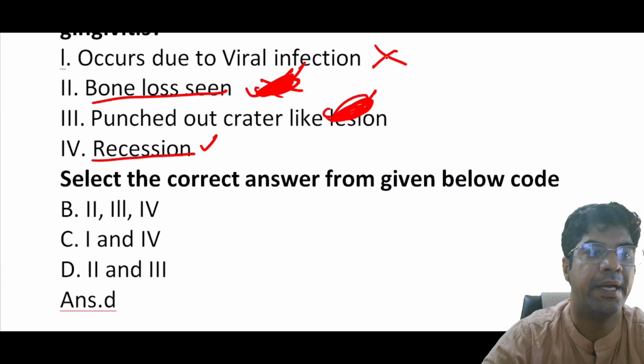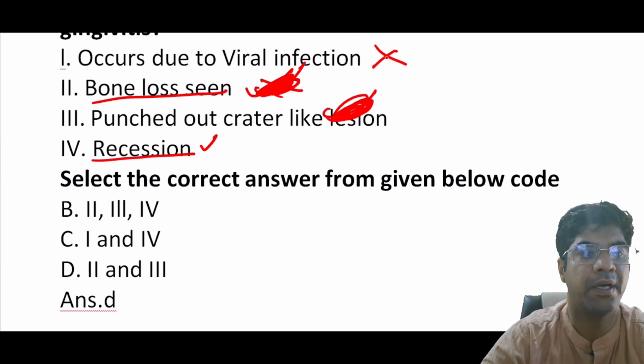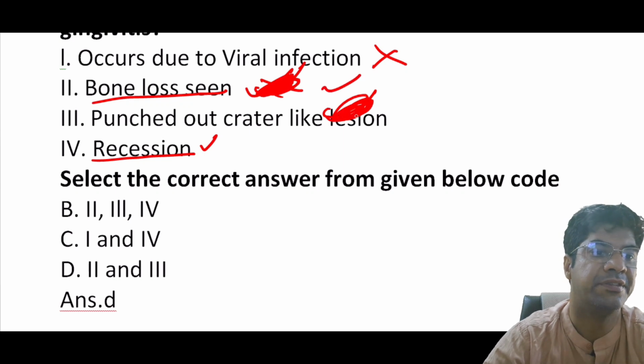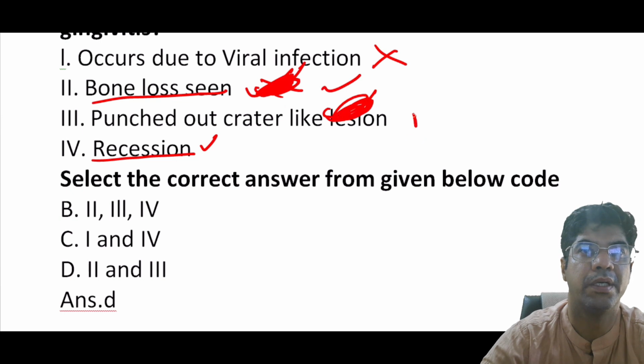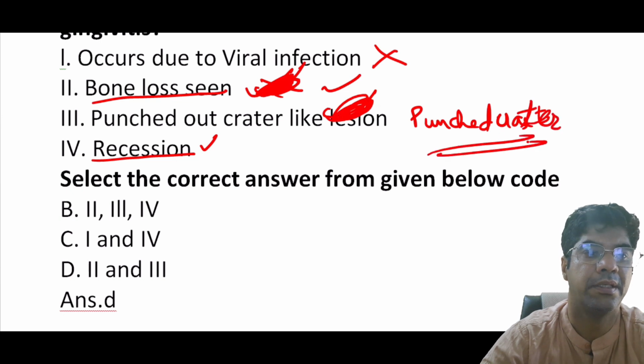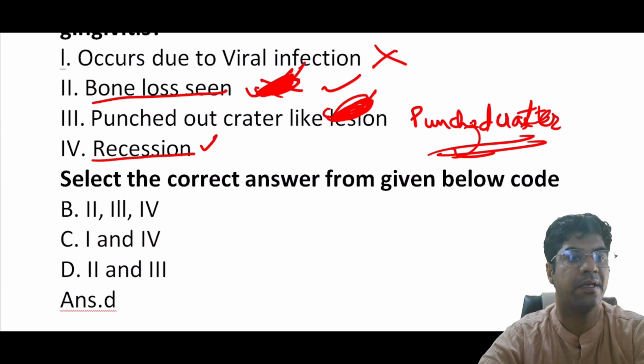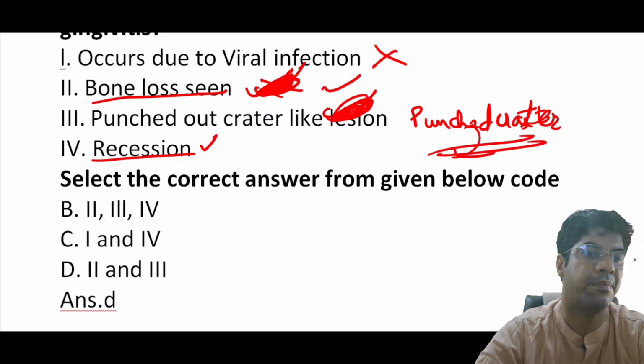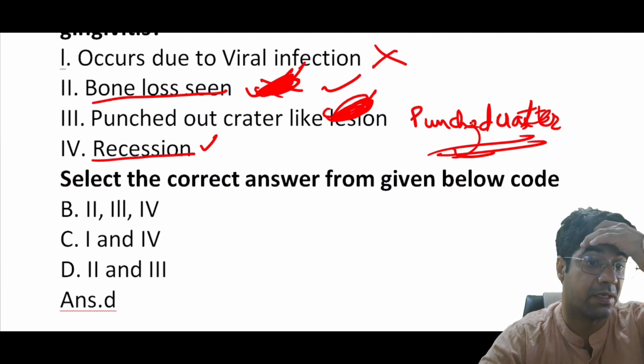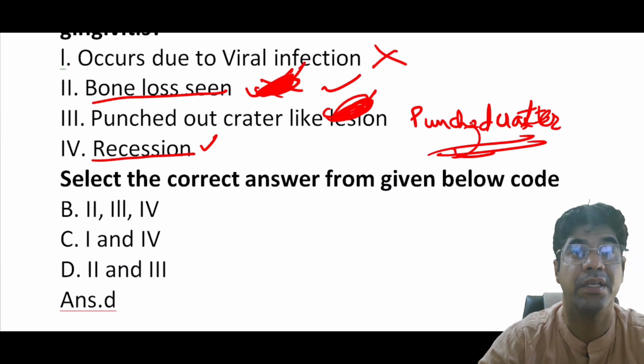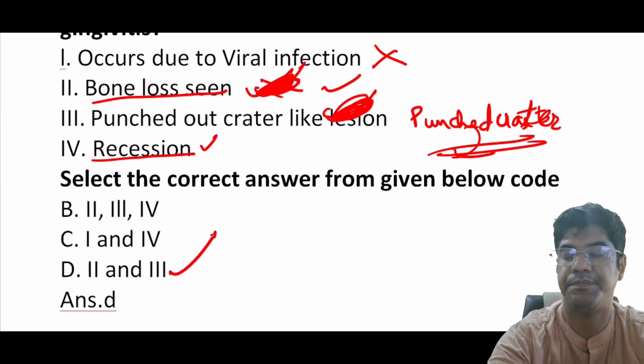NUG can lead to rapid and severe periodontal destruction, including bone loss. And one of the hallmark features is the presence of punched out crater-like lesions on the interdental papilla. While the gingival recession can occur in chronic periodontal disease, it is not a primary or defining feature of NUG. So answer is D.